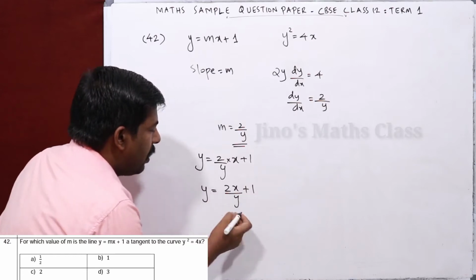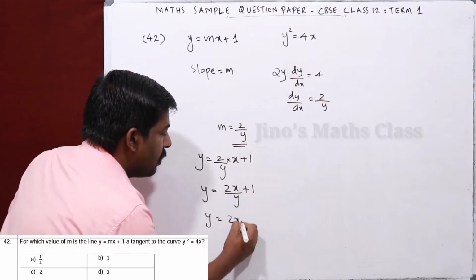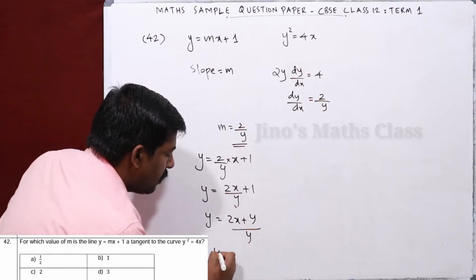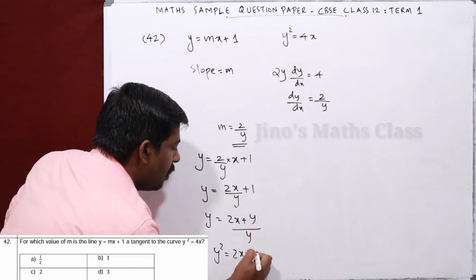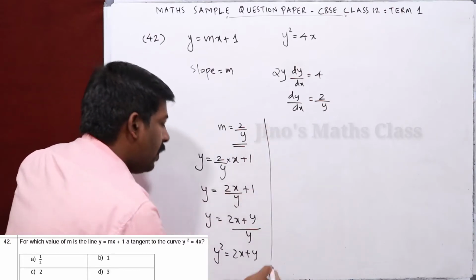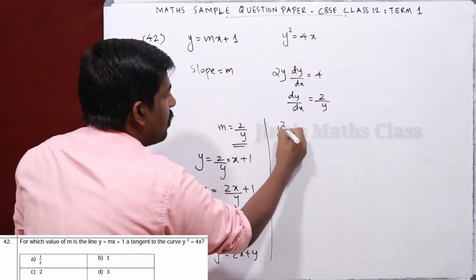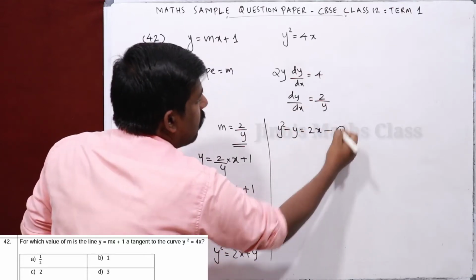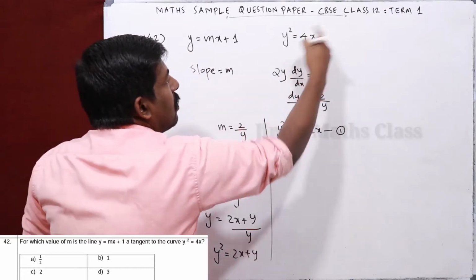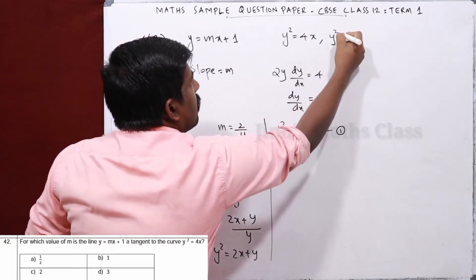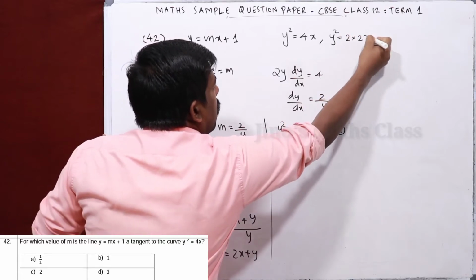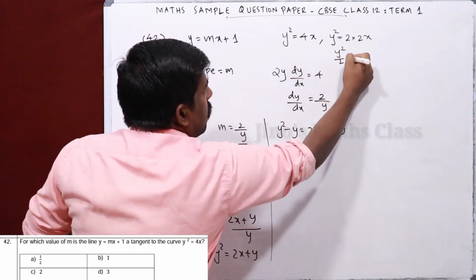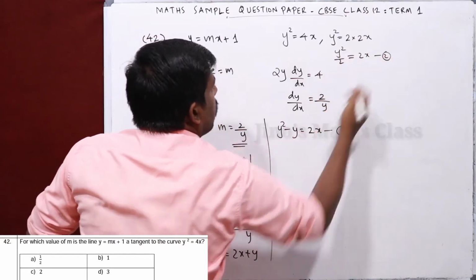Now we can cross multiply here. At the time it is y is equal to 2x plus y into 1 is y all divided by y. Now we can take this to left side, so we will get y square is equal to 2x plus y. So from that we can find the value of 2x, so we can say y square minus y, that is equal to 2x. Now we can mark it as equation 1, and here we have y square is equal to 4x. From that we can write it as y square is equal to 2 into 2x, correct? So here what is 2x means, we can say then y square by 2, that is equal to 2x. We can mark it as equation 2.